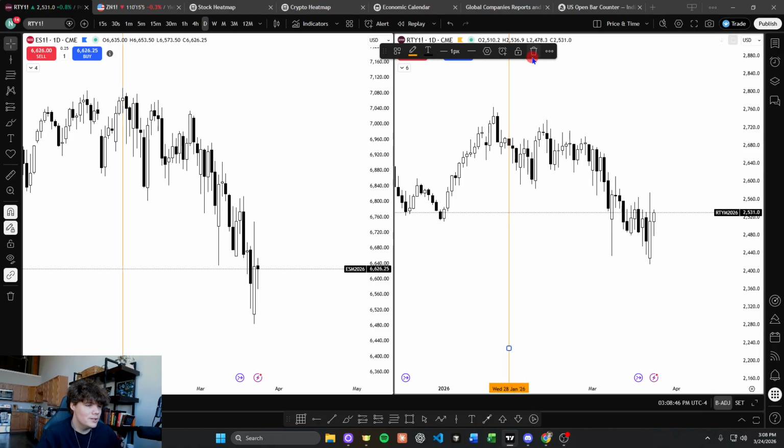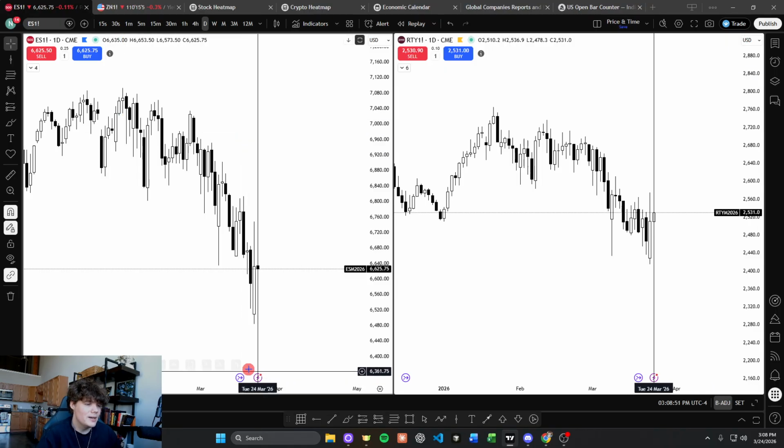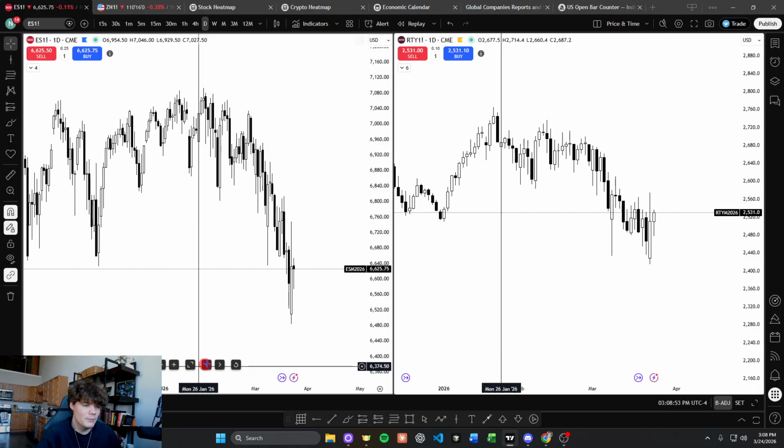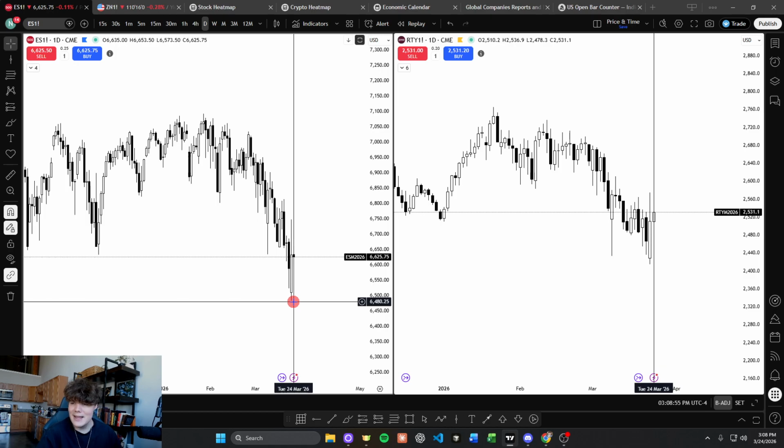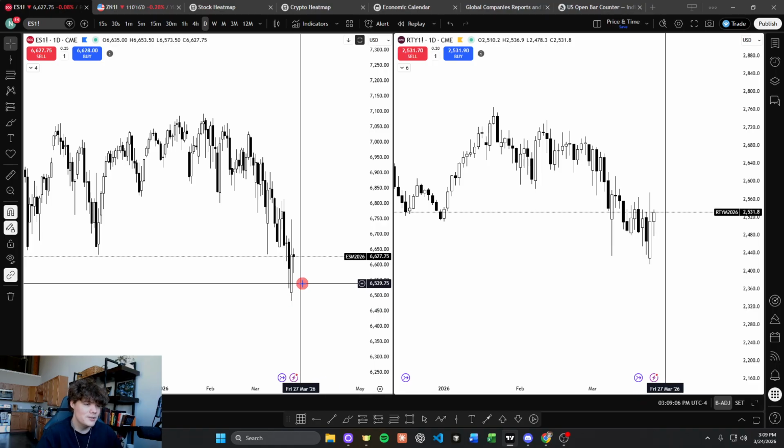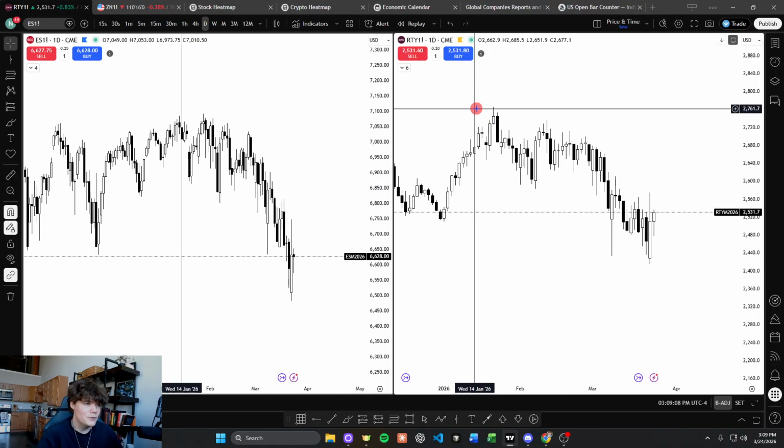But when you look at the structure, this just looks like a stronger market. And in my opinion, bigger picture, I do think you'll see that outperformance over the next 3, 6, 12 months, the next year, next 2 years, next 3 years, etc., compared to the S&P 500. You can compare the two, right?